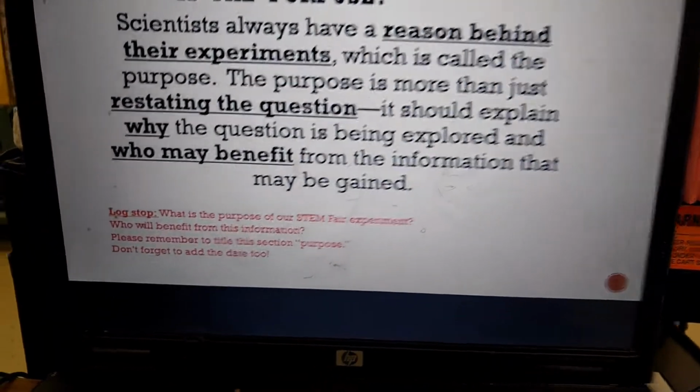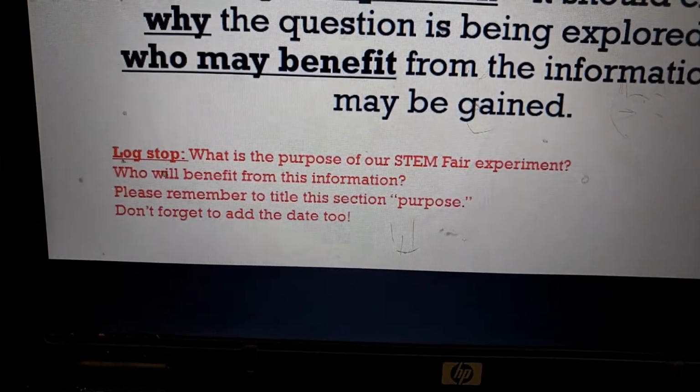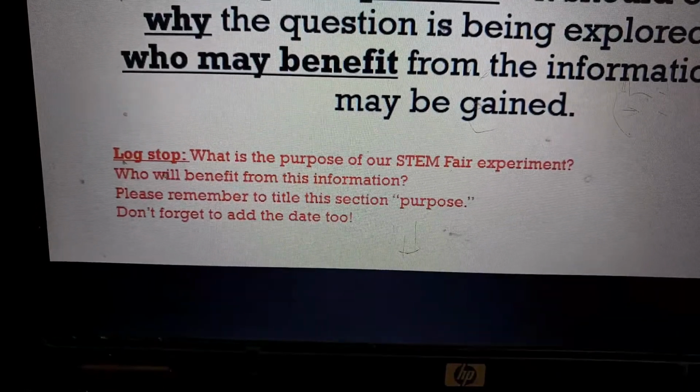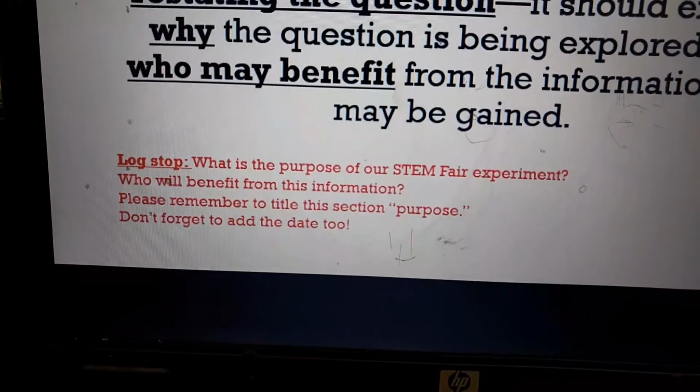And there is a notebook stop, and this is what their homework is for Friday. What is the purpose of our STEM Fair experiment? Who will benefit from this information? Please remember to title this section Purpose. Don't forget to put a date.